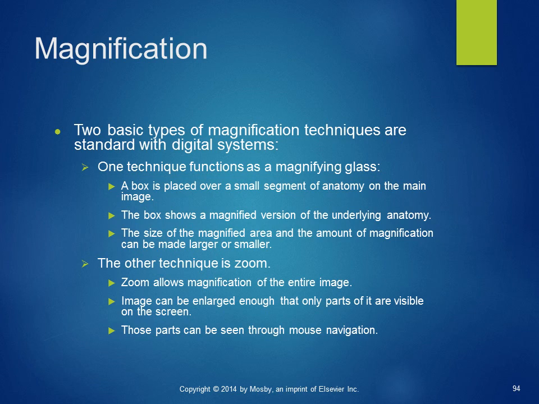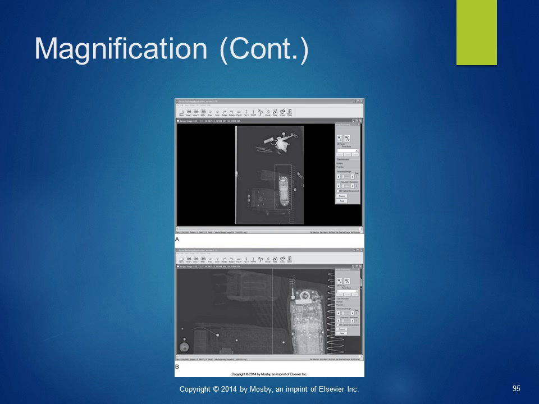The other technique is zoom. Zoom allows magnification of the entire image. The image can be enlarged enough that only parts of it are visible on the screen. Those parts can be seen through mouse navigation. This is just showing you an example of magnification.